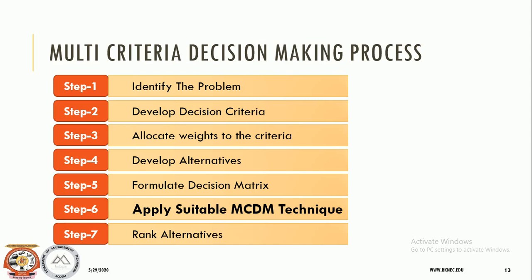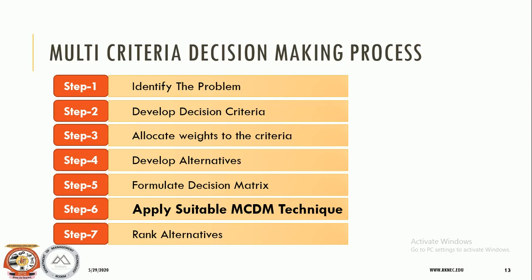Allocate weights to the decision criteria. For the time being and for simplicity, for the ease of understanding, let us say that 5 criteria will be having weight 0.2 or simply 20% weight to each criteria. That is called the equal weight method. Then develop alternative. 6 brands have been selected. Then formulate decision matrix, which we have already formulated, that one brand comes with so and so price with so and so values for the respective criteria, and apply suitable MCDM technique.